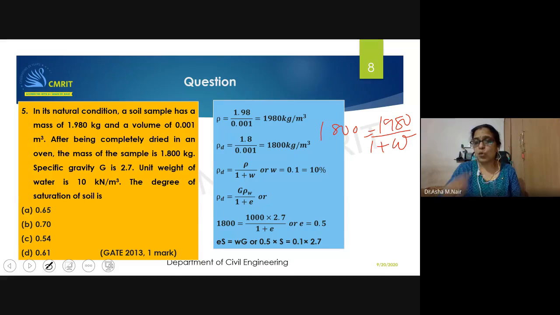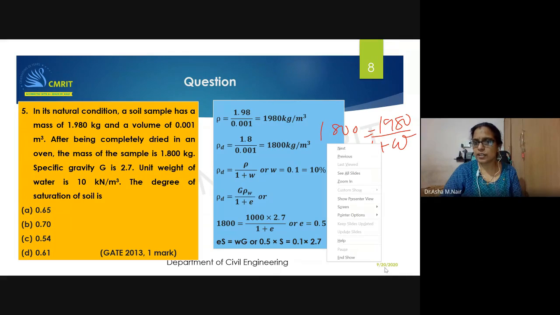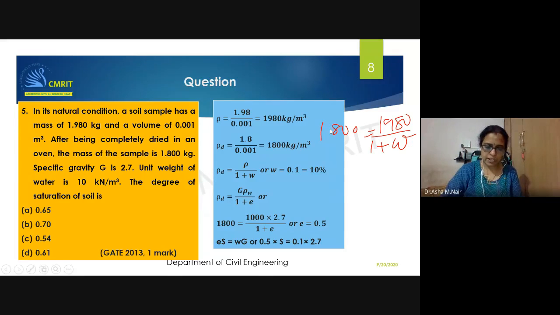Okay. Now, once you get this value as 10 percent, you have one more expression, which is rho d is equal to G rho w divided by 1 plus e. From this, you will be able to get the value for e. So you get 1000 into 2.7 divided by 1800, minus 1, which gives you 0.5 as the value for e.